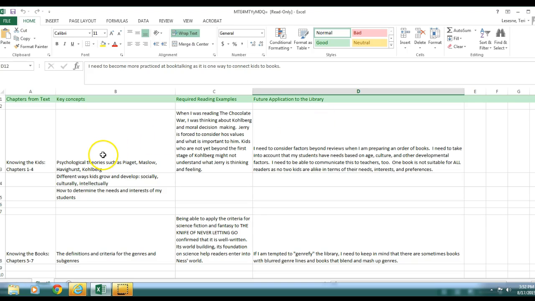When you're done with this chart, you're going to upload it to your blog, and it will be generally, I'm thinking, at the end of all your blog entries, because this is something you're going to do kind of in reflection at the end of the semester.